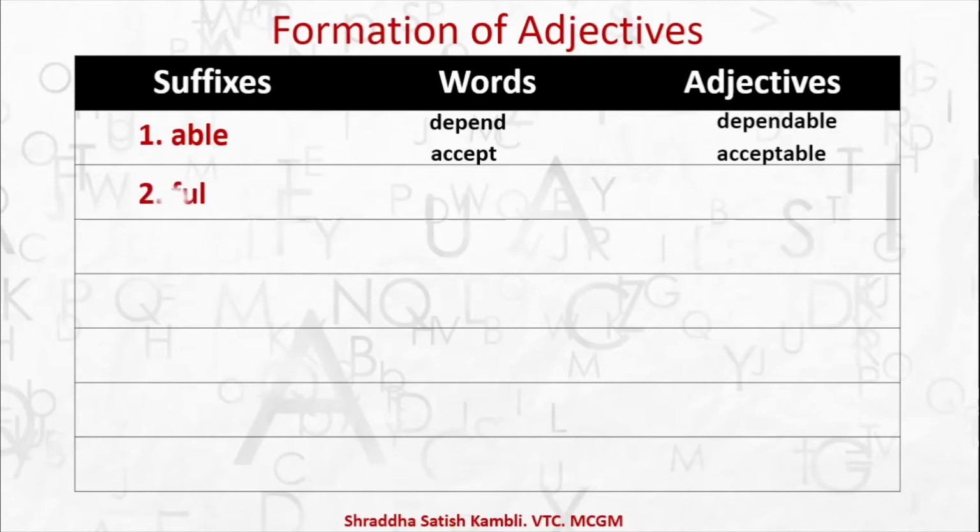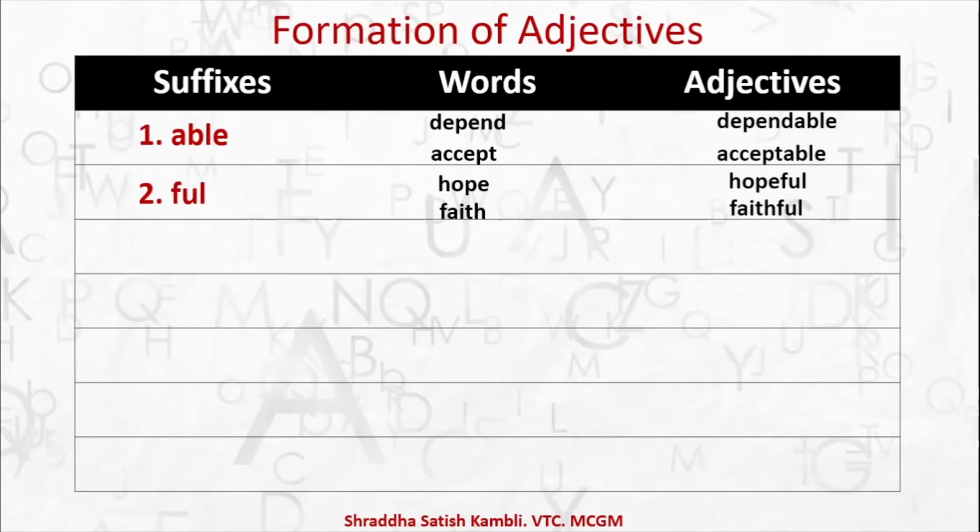Let us take a few more examples. So example 2, what if we add the suffix full, F-U-L, full, to the word hope? So what is the adjective which will be formed? It will be hopeful. Okay, then if you add it to the word faith, you have faithful.